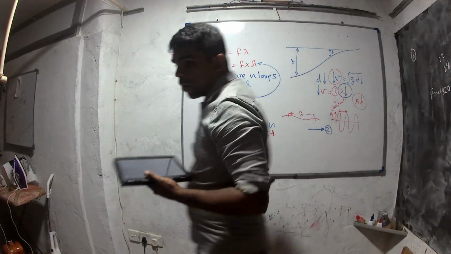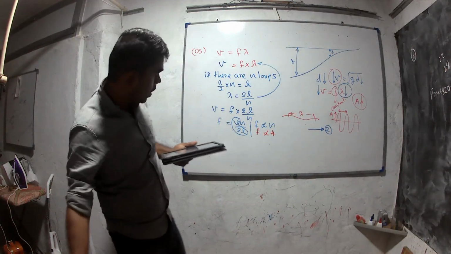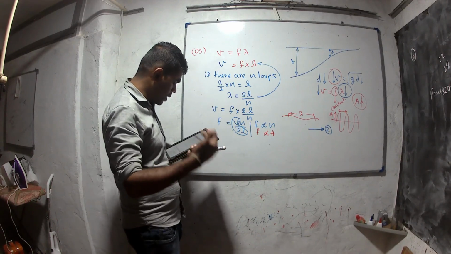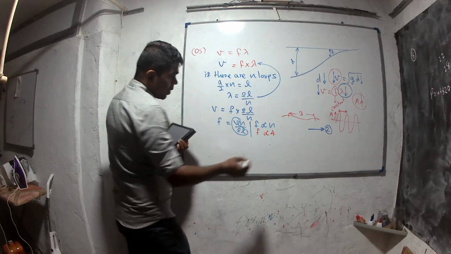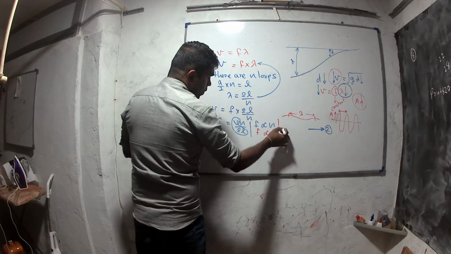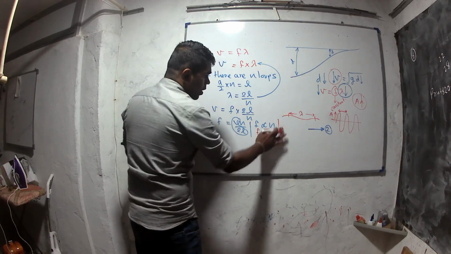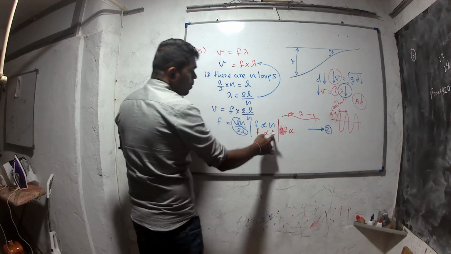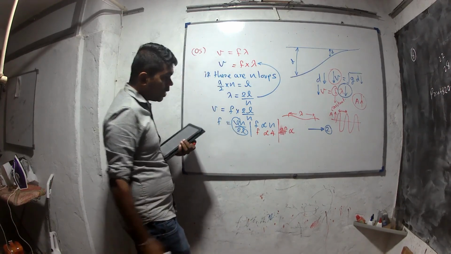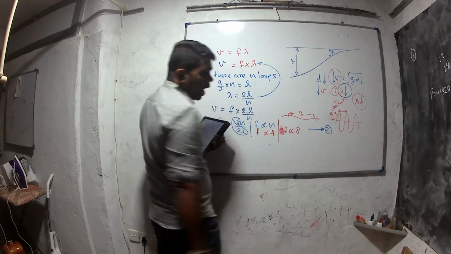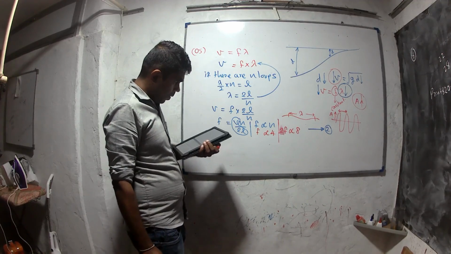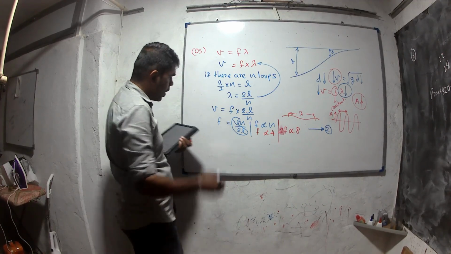There are 4 loops, and when the frequency is doubled, it means the frequency is 2f, the number of loops should be doubled. It means there are 8 loops. Then the answer should be 5.